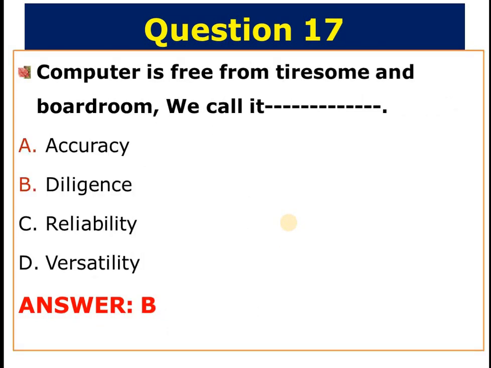Question number 17. Computer is free from tiresome and boredom. We call this property blank. A. Accuracy, B. Diligence, C. Reliability, D. Versatility. The answer is diligence. It indicates being free from tiresome and boredom.